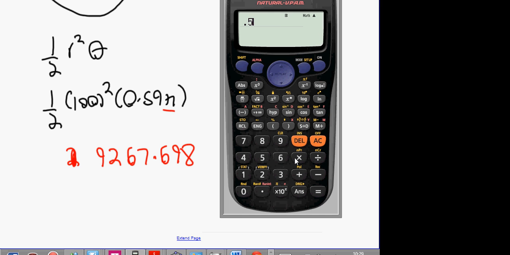0.5 multiplied by 100 squared, multiplied by 0.59. Just put the pi to represent 180. That is the measurement in radians. The measurement of the angle in radians is 0.59 pi.